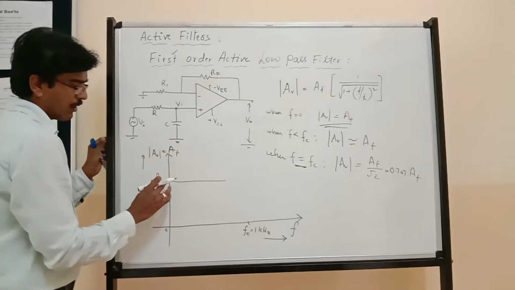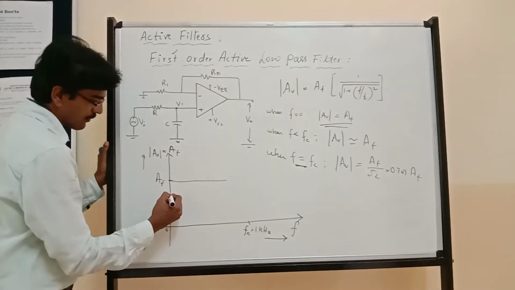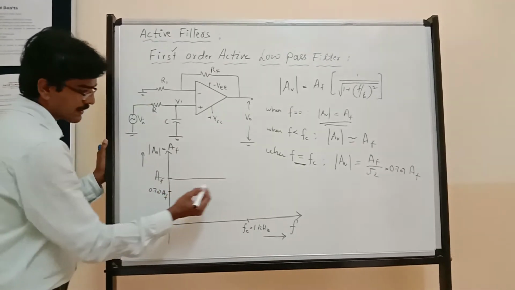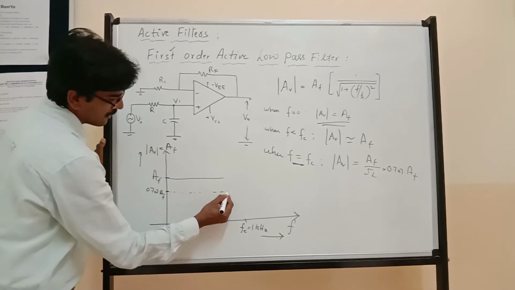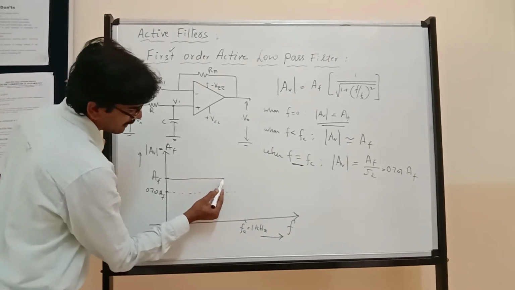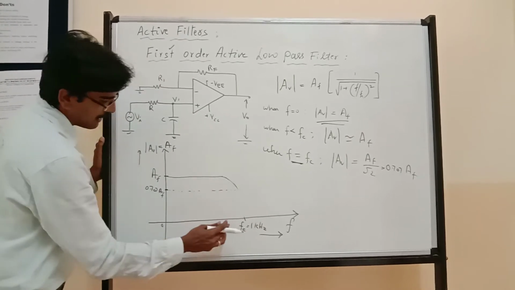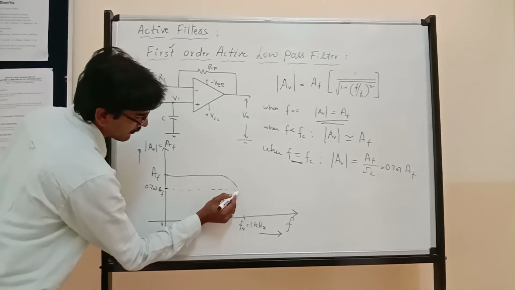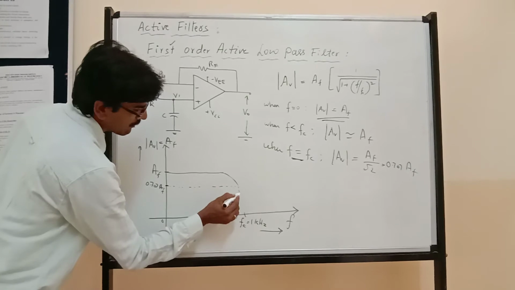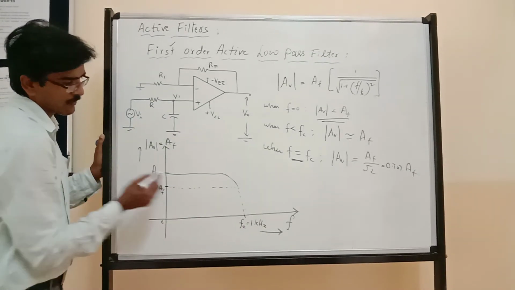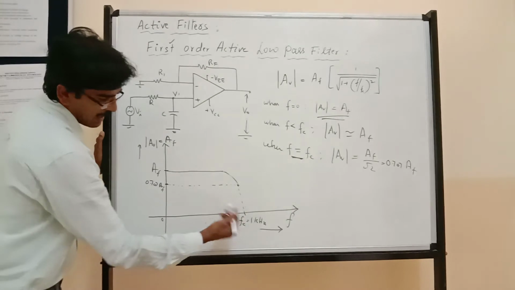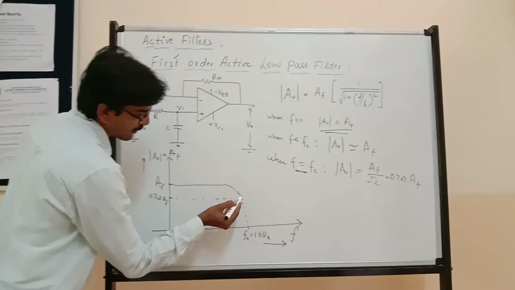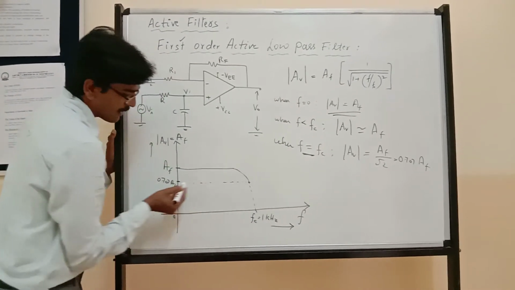So now it falls to 0.707 times AF. That means it decreases. If I take a point somewhere here, now it comes to this level. Earlier, before FC, it will be like this. So when frequency reaches FC, it reaches 0.707 times the maximum value of the gain. That means, as the frequency reaches nearer to cutoff frequency, gain falls from maximum value to 0.707 times the maximum value.